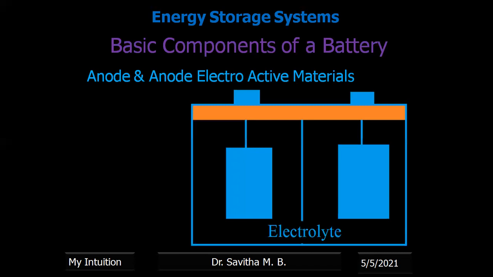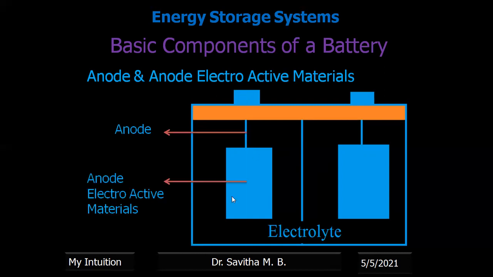Let us assume this is a battery. You can see this is the anode compartment, this is the cathode compartment, there is electrolyte, two compartments are there, there is a separation between the two compartments. Now this is the anode which is connected to the anode terminal, and the anode electroactive mass, that means the materials which will liberate electrons. Sometimes the metal itself is taken as the anode, and it also is the electroactive material. It itself undergoes oxidation and liberates electrons.